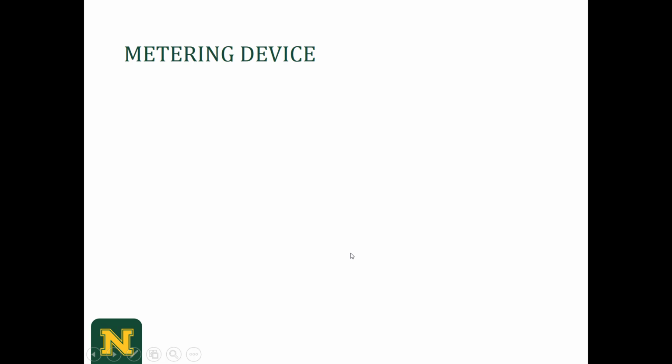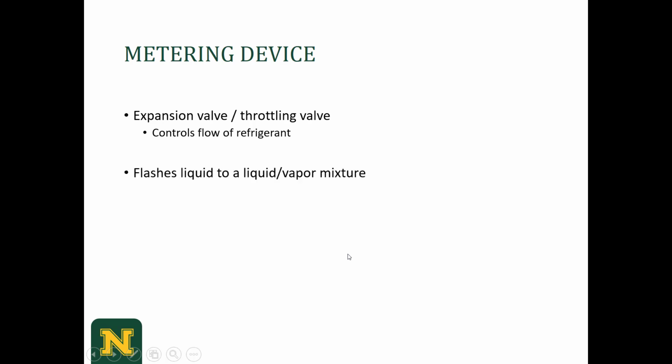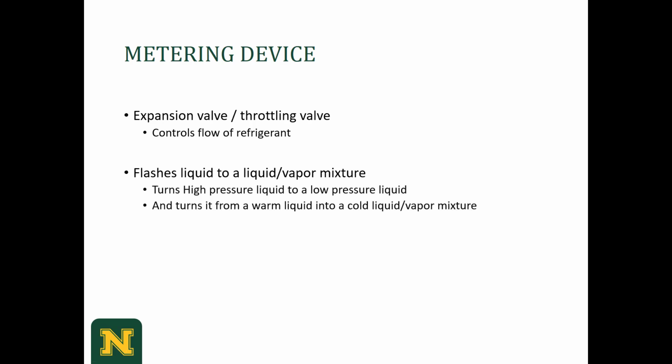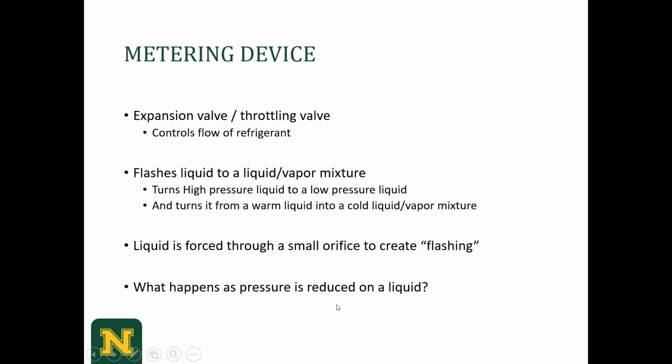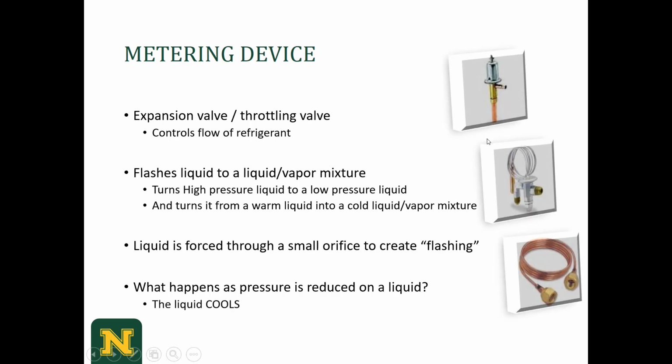After the condenser, we hit the metering device or throttling device, right? And this is basically an expansion valve. It controls the flow of refrigerant within our system, and it flashes that liquid to a liquid vapor mixture to restart the cycle. We're turning that high pressure liquid into a low pressure liquid, and turning that warm liquid into a cold sort of vapor mixture. As we reduce the pressure on that liquid, it is cooling the liquid as well, and then we're going back in to start the cycle. And this is what some different metering devices would look like.